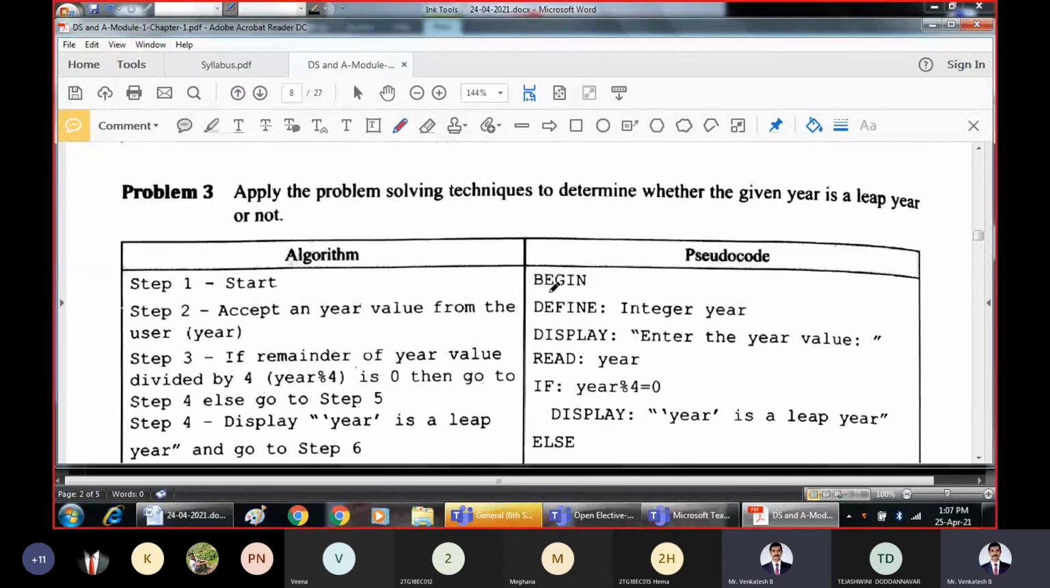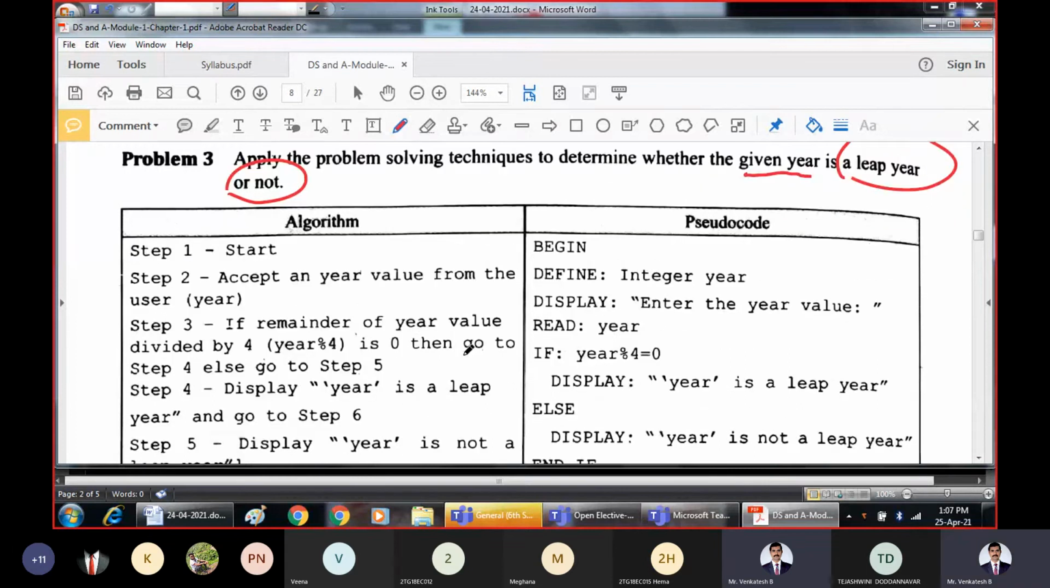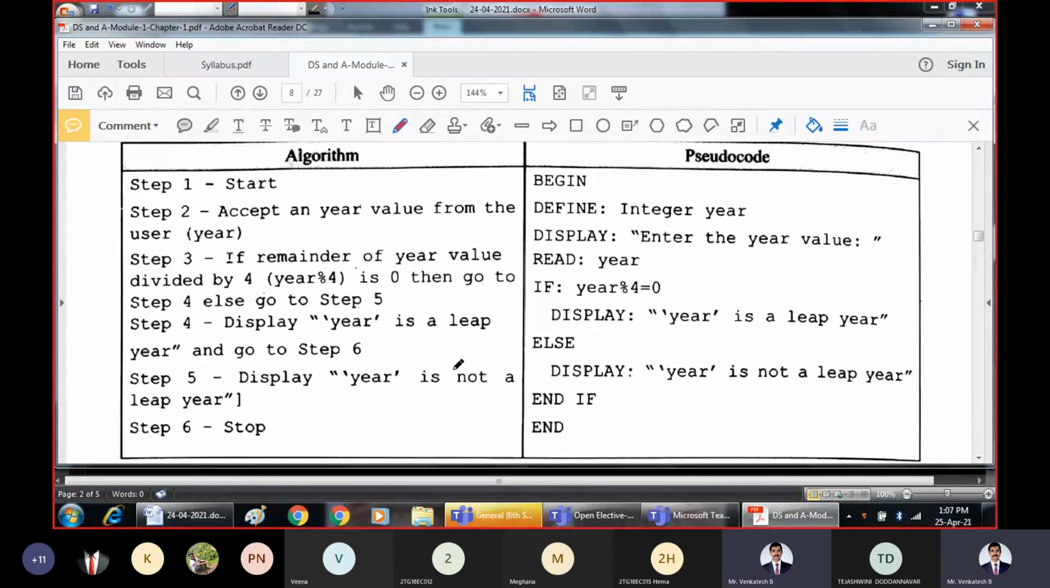What is the problem? Some year is given to us and we want to find whether that year is a leap year or not. So we know the procedure for finding a leap year. You should divide the number by 4 and you should expect 0. If the number after dividing by 4 is 0, then we call it a leap year. So what is the simple procedure for that?